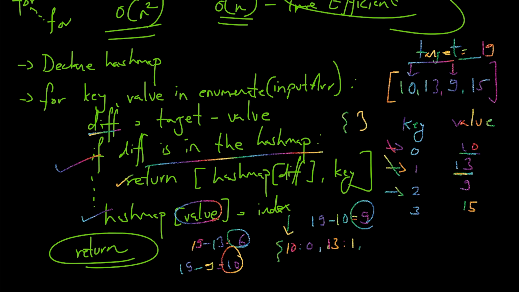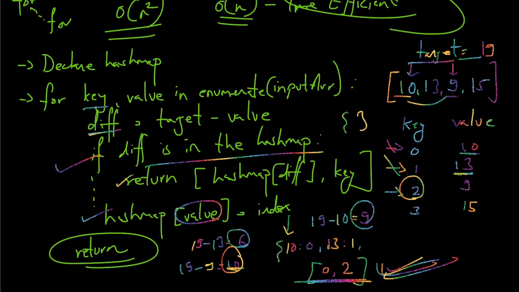In such a scenario, you are going to return the hash map difference, which is the key. So it returns the value of it, which is 0, and the current key that you are at, which is 2, and you get the answer. So this is the way you get the answer. So 0,2 has been achieved, and if you check, 0 and 2 added give you 19, which is your target. So this is the way you solve it.